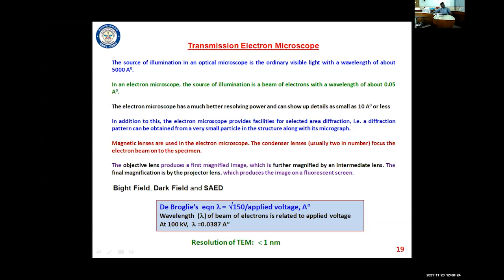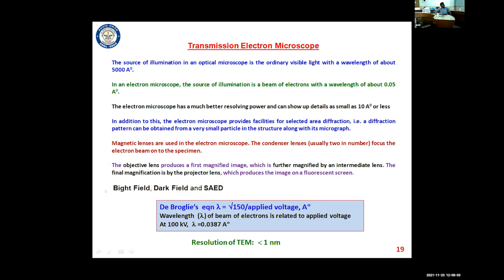The electron microscope also provides facilities for selected area diffraction, that means from small crystals in the nano size range, you can get the SAD pattern or diffraction pattern along with the microstructure. In this, we have the condenser lenses and objective lenses, which produce the first magnified image, which is further magnified by the intermediate lenses, and finally by the projector lenses. TEM is a massive instrument, with condenser, objective, and projector lenses, which produce the image on the fluorescent screen.